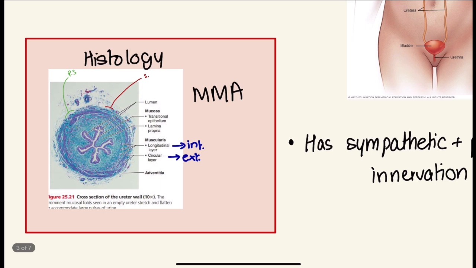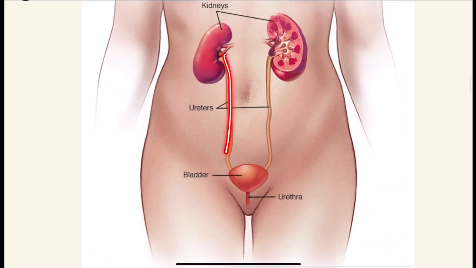Now, for the ureters, if you want to describe them, you would say that they are slender tubes, right? They are slender tubes that basically attach the kidney to the bladder, like I said, and they are going to be continuous with the renal pelvis.